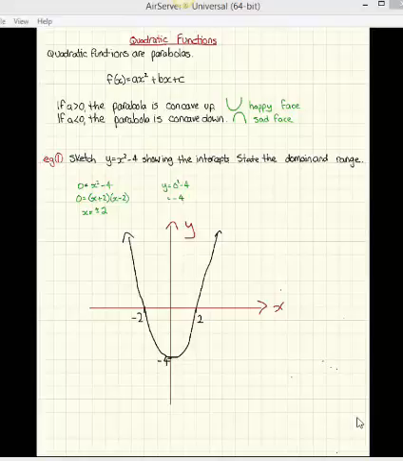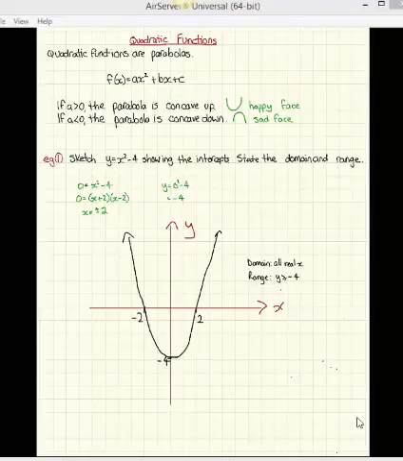Then we need to state the domain and the range. The domain for our parabola is all real x. For the range, have a look at that graph. The lowest point that y gets to is negative 4. So we can say that our range is y is greater than or equal to negative 4, because we know that negative 4 is the minimum value for our parabola.